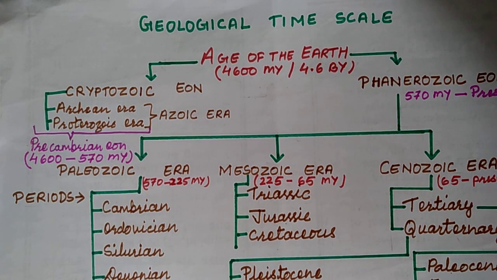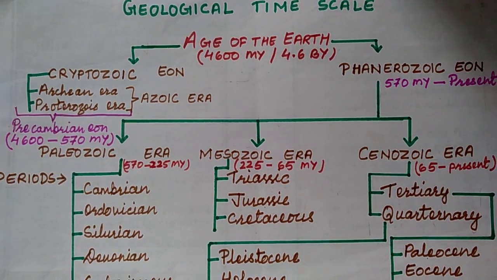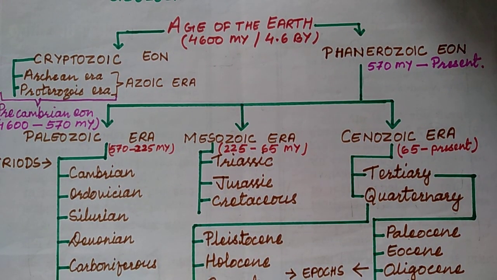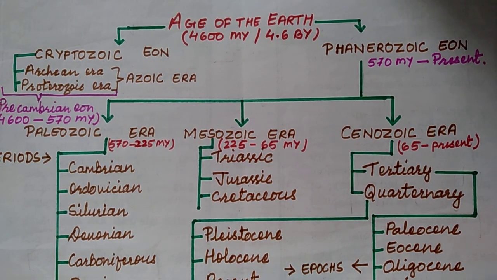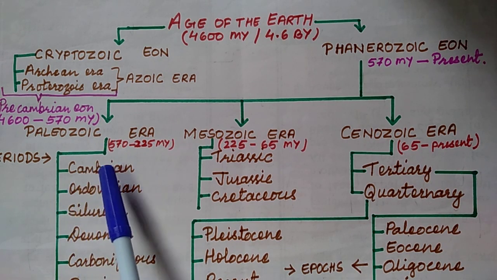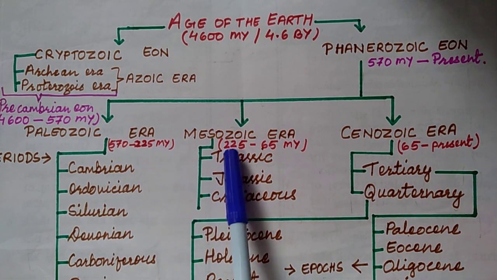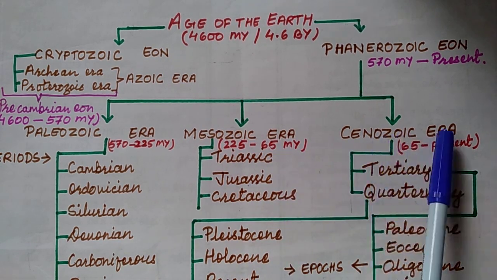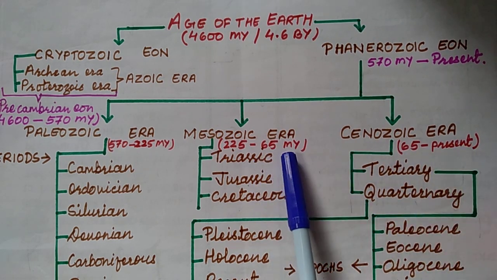Under the Phanerozoic eon, there are three eras. Now these three eras are important. They are the Paleozoic era, Mesozoic era and Cenozoic era. The Paleozoic era covers the time from 570 million years to 225 million years. The Mesozoic era is 225 million years to 65 million years. The Cenozoic era is 65 million years to the present time. So these are the time divisions.